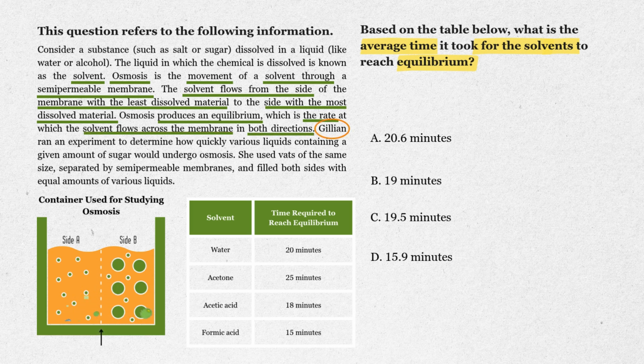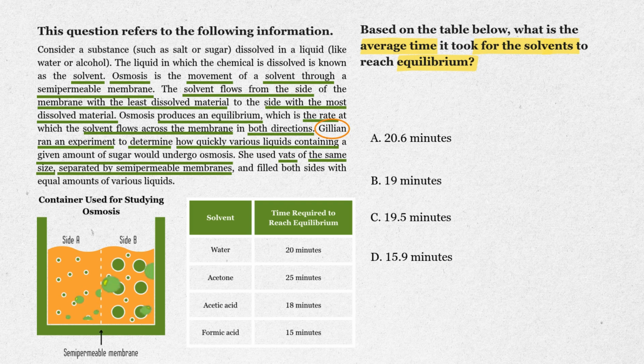Jillian ran an experiment to determine how quickly various liquids, containing a given amount of sugar, would undergo osmosis. She used vats of the same size, separated by semi-permeable membranes, and filled both sides with equal amounts of various liquids. Focus on the keywords: table above, and average time. That means we'll use the data shown here and find the mean value.